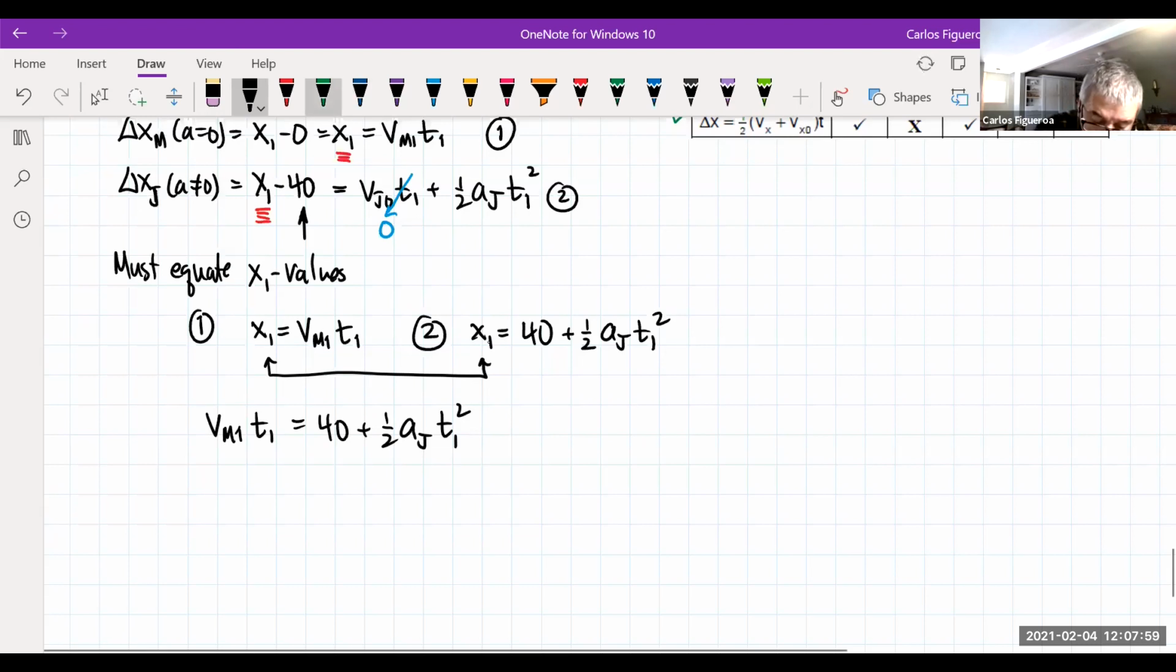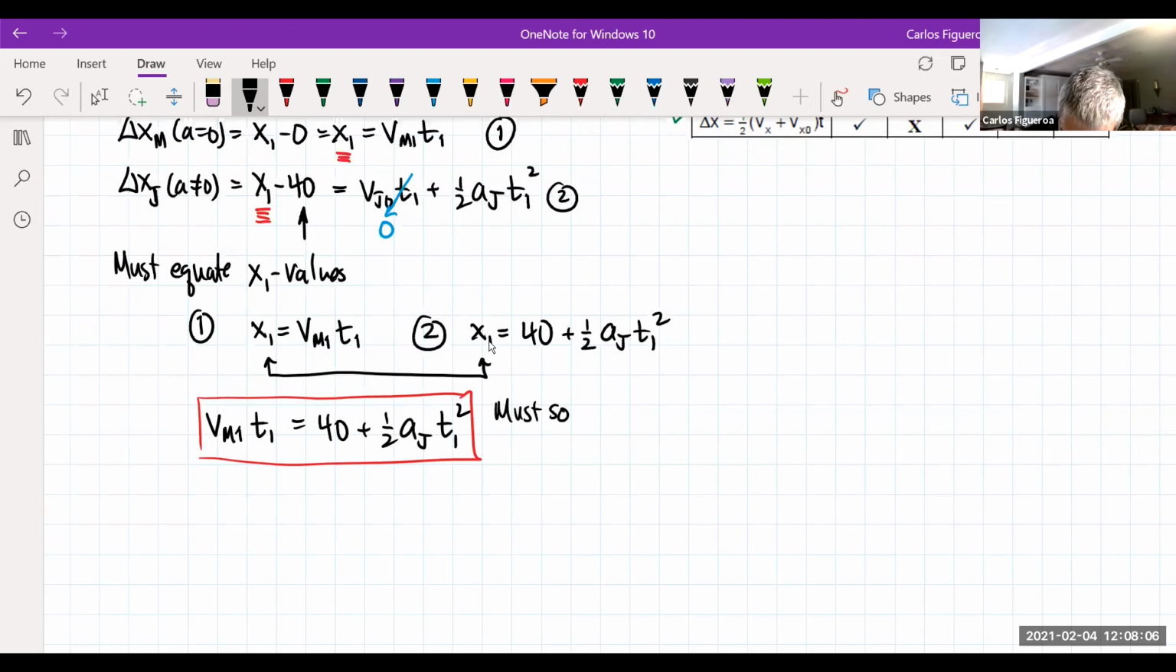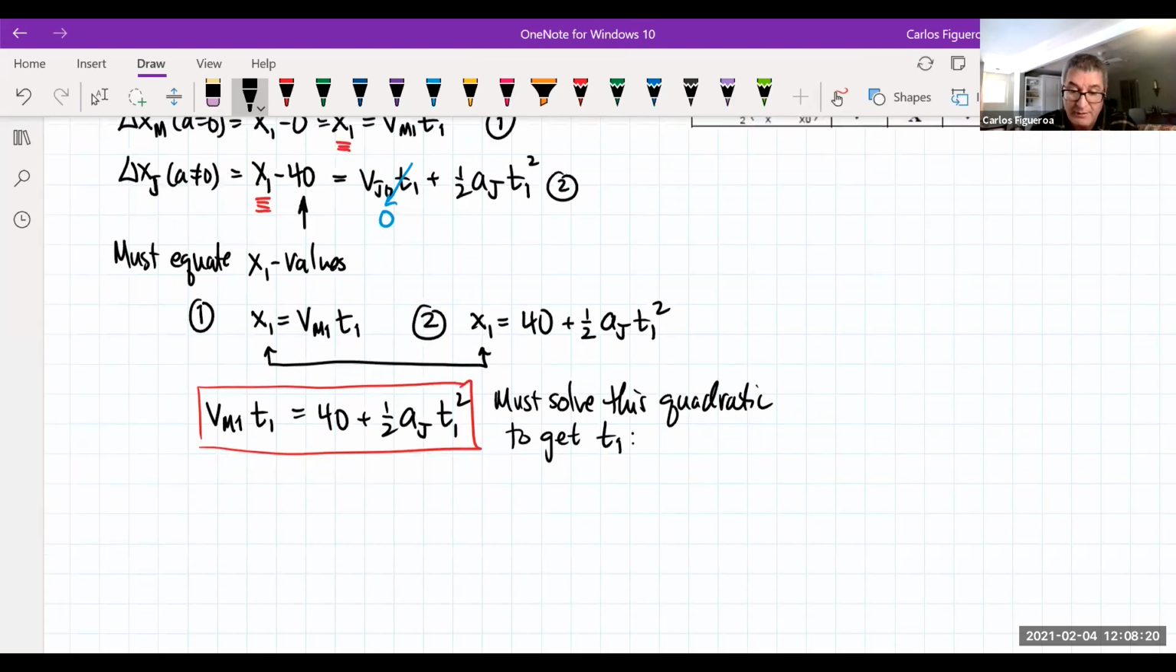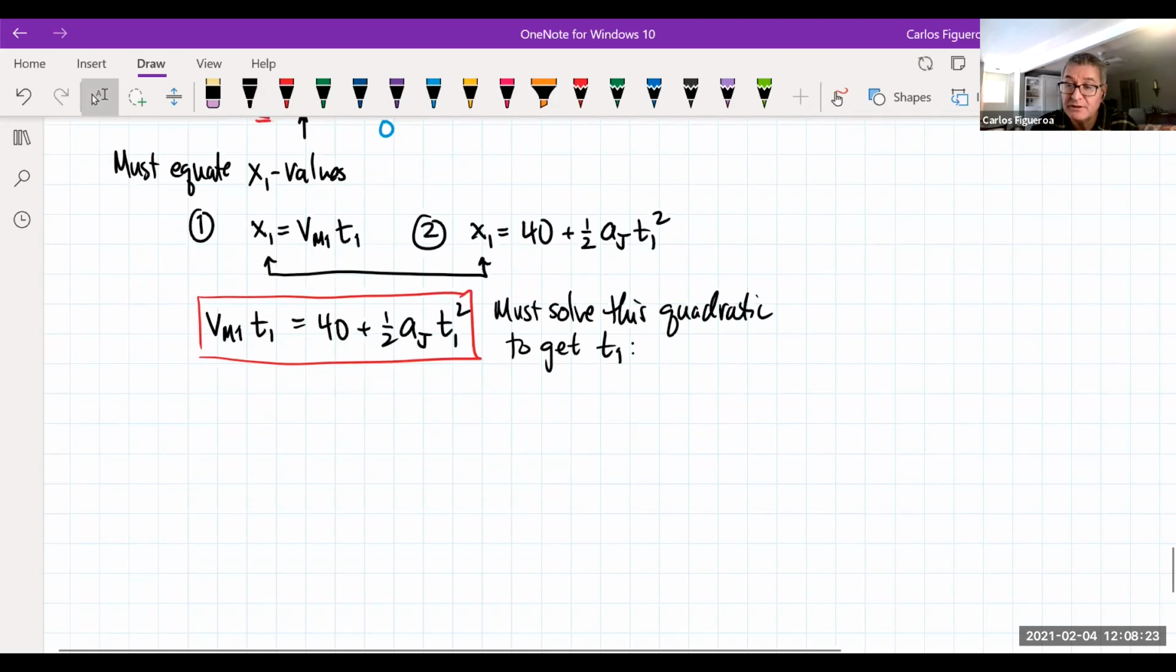Okay, so what we just derived is that we must solve this quadratic to get T1. So let's go look at that. Let's go solve for it. So what I'm going to do then is put in my numbers that look something like this here. So I'm going to adjust this thing. I'm going to bring over the velocity term and put in my numbers. So I'm going to get what?